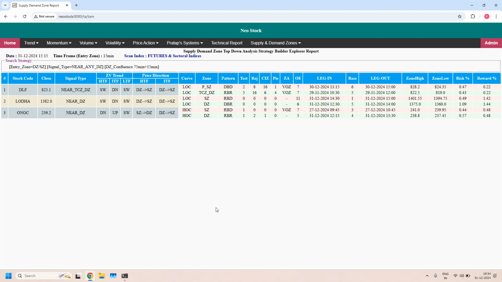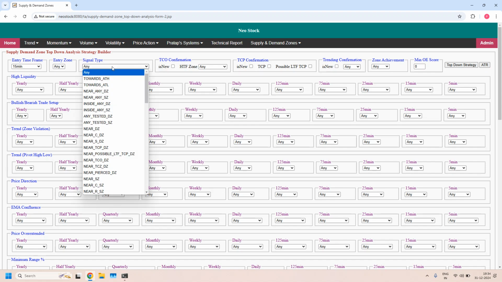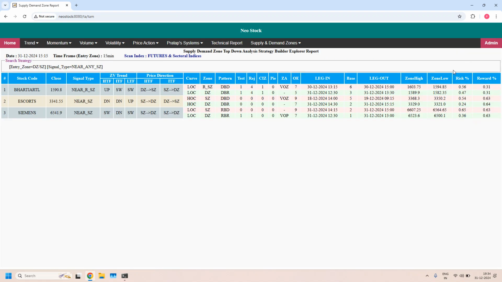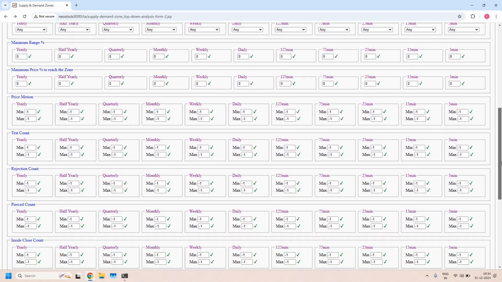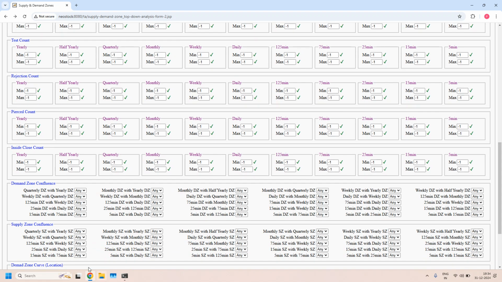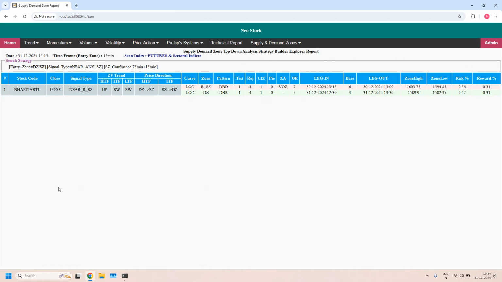Okay, next, 15 minutes time frame. Stocks near 15 minute supply zone. We got 3 stocks. Let's verify whether any of these supply zones have ITF confluence. ITF supply zone confluence, that is a 15 minute supply zone with 75 minute supply zone confluence. I enable this filter. Out of 3, we got only 1 stock. And moreover, this supply zone is a high liquidity zone.